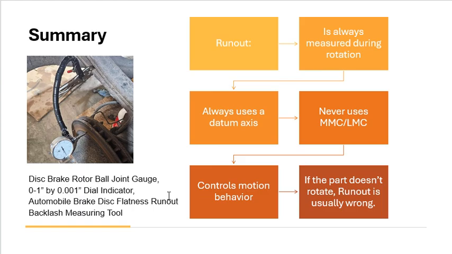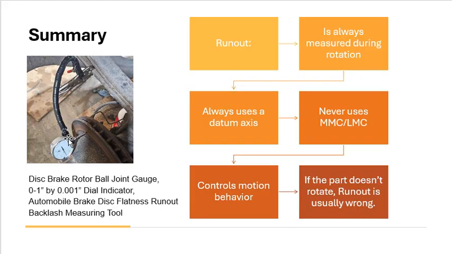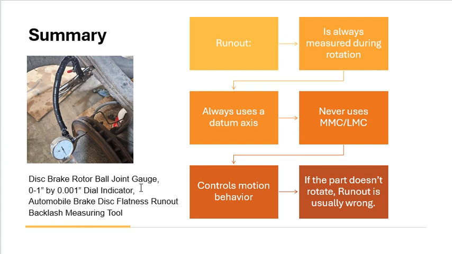And here's a summary. Your disc brake rotor ball joint gauge. I'm showing you. This is different, and that's another place. Of course this is different here, and then of course another one. Here, just showing you your precision: 0 to 1 inch, 0.001 inch. You can go by the dial indicator, this guy. And then, of course, your automobile brake disc flatness and runout is what we're doing.